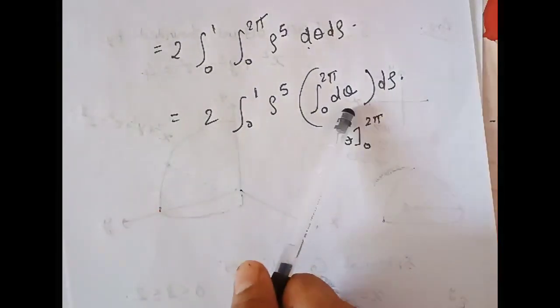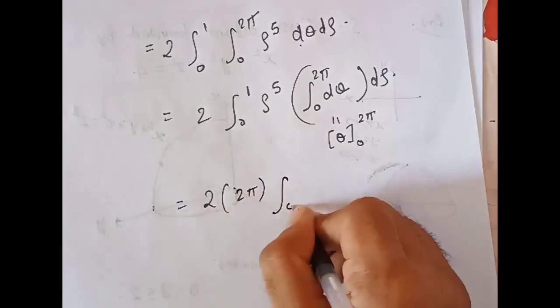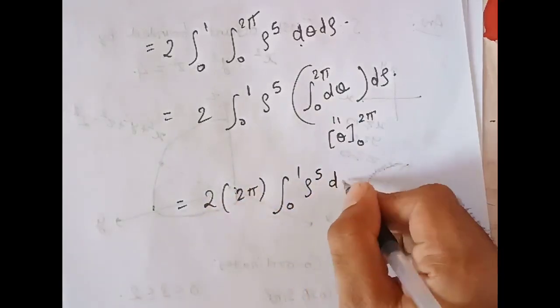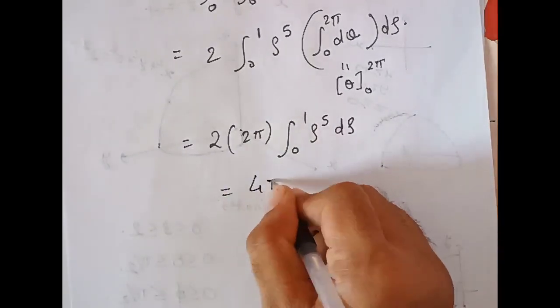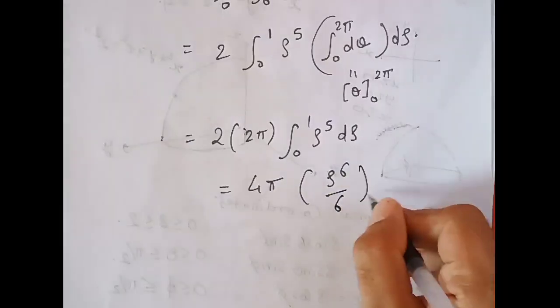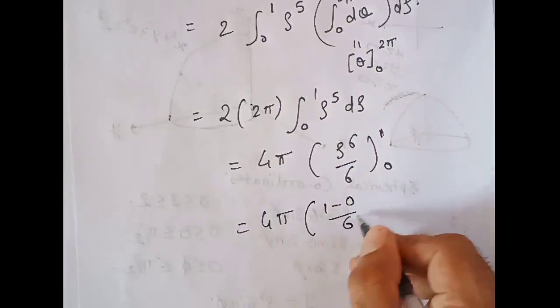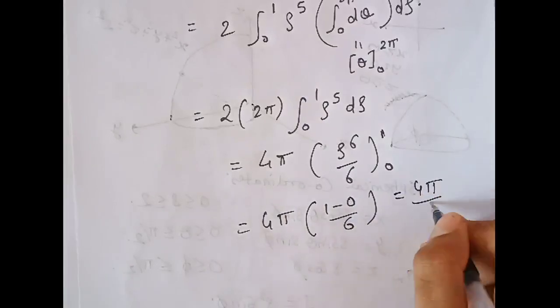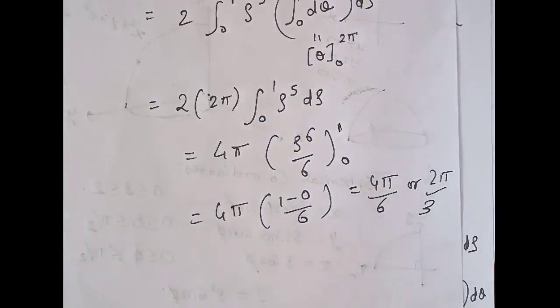So that is a constant which I can take out. So it is 2 pi, and the integral 0 to 1 of rho raised to 5 d rho. Okay, so this is 4 pi times rho raised to 6 by 6 from 0 to 1, and applying upper limit minus lower limit, that is 4 pi times (1 minus 0) by 6, or simply 4 pi by 6, or you can say 2 pi by 3 is the final answer. Okay, thank you.